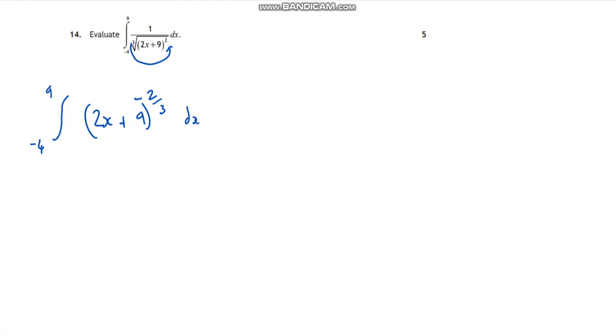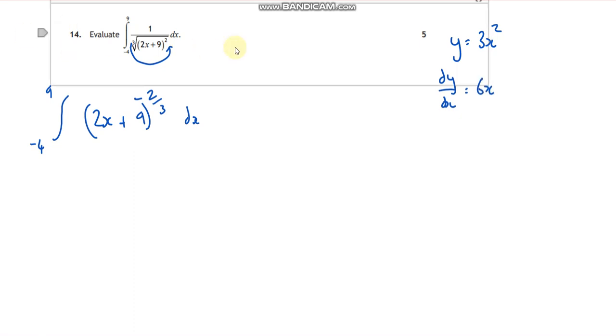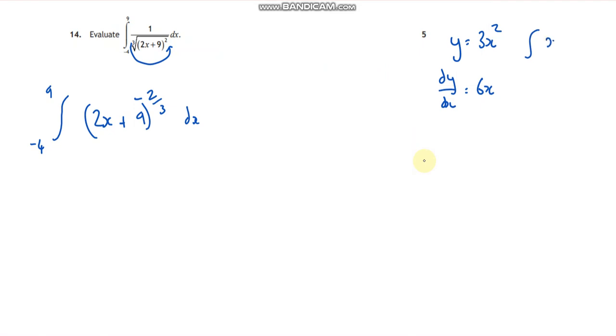Okay. At this point, regular viewers will know, I like to just have a wee think, take a step back, and remember what integration and differentiation is. So if I've got 3x squared and I'm differentiating that, let's just remind myself, that's going to be 6x because I multiply them and take one away.